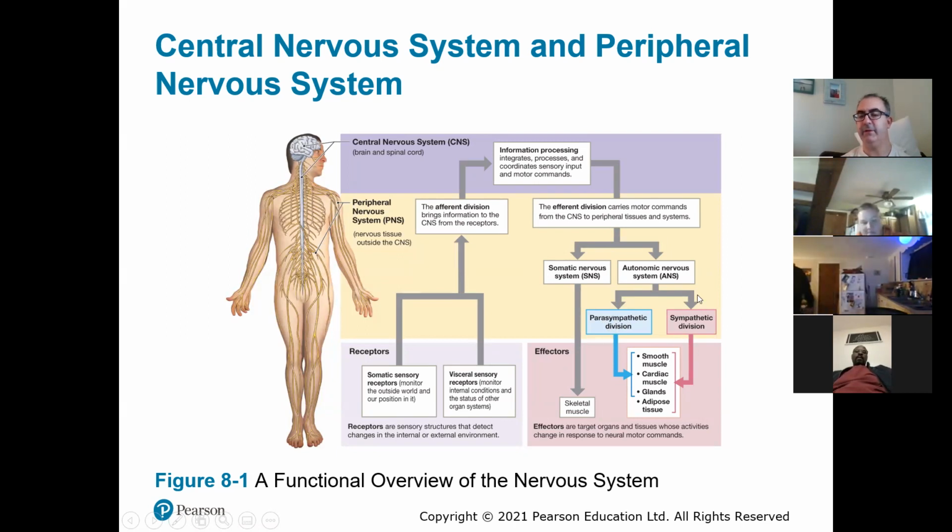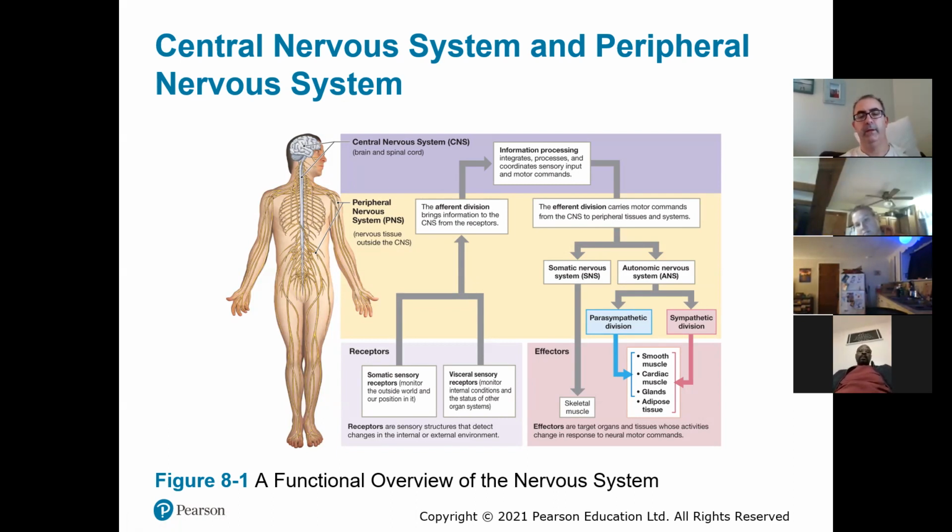Whereas the sympathetic division is the fight or flight division. Again, you get that rush of adrenaline. Your heart rate gets higher, your pupils dilate, and your breathing rate changes so that you're taking in more oxygen. You're getting ready to mobilize all your muscles.